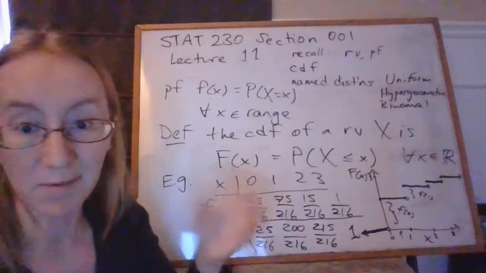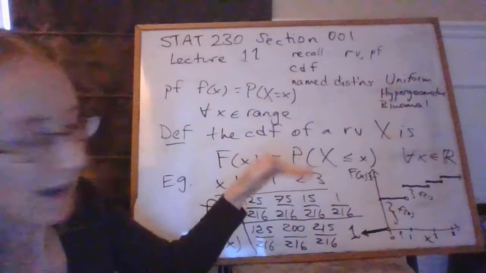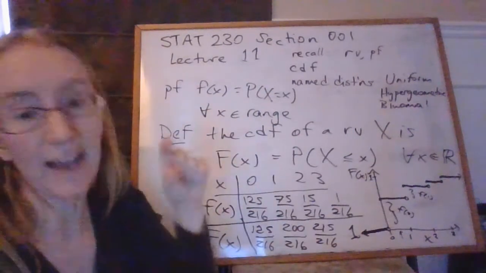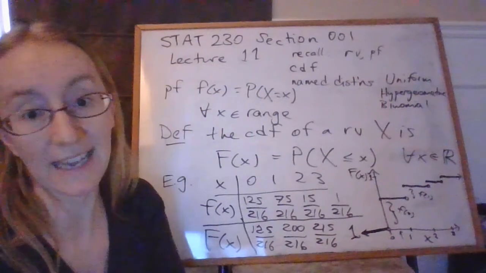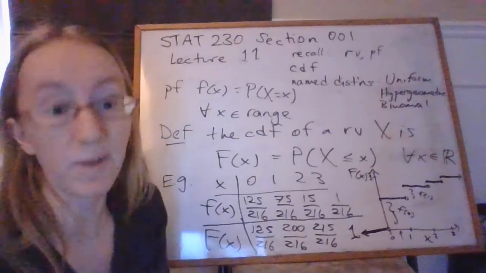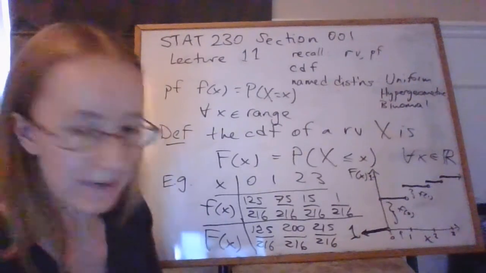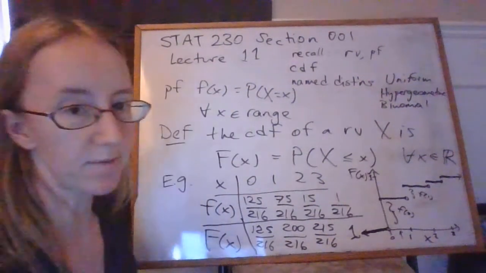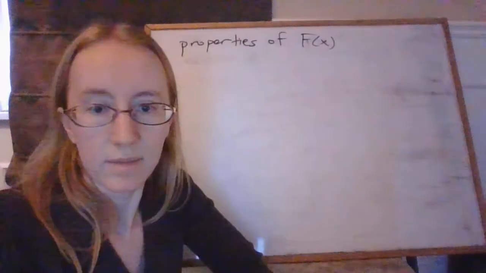So you can think about the relationship between big F and little f. Big F is the little f's kind of stacked on top of each other. And little f is the sizes of the jumps in big F. So if you have one of the functions, you can automatically get the other one. Each one contains the full information about the other one. Kind of cool. All right, I'm going to erase the board and talk about some general properties of cumulative distribution functions. So I'm going to pause the video while I erase.